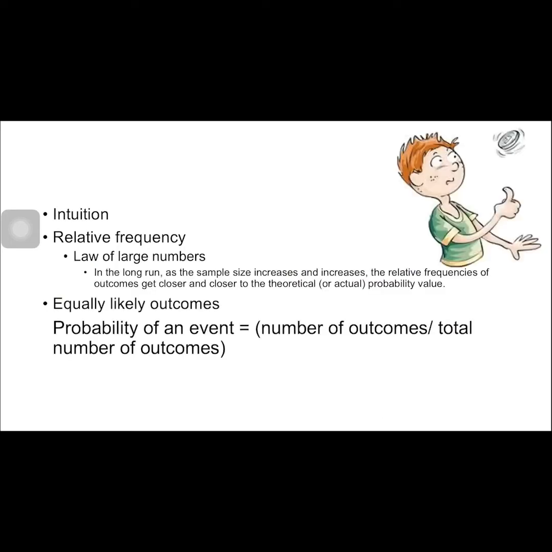So how do we assign probabilities? First is by intuition. Simply by intuition. Second is by relative frequency. So how do we compute for this? This is F over N. That F is our frequency and N is the total number of outcomes or the number of values.